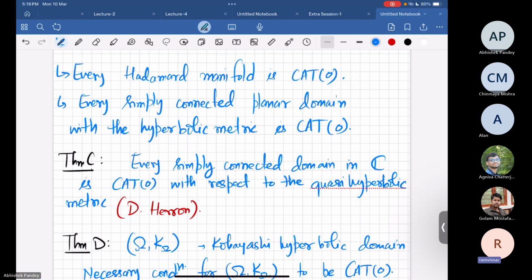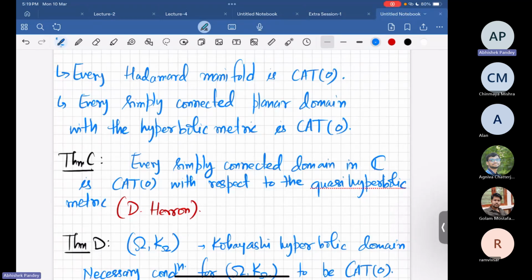So in your simply connected domain in C, it is not equal to C, I think. Sorry, yes, I mean it is not equal to C because then we can't define the quasi-hyperbolic metric. We don't have any boundary point if you just take C. Fine, but then it is biholomorphic to the ball. Yes, but as I said earlier, the quasi-hyperbolic metric is not Riemannian. Oh, that's why. That's excellent.